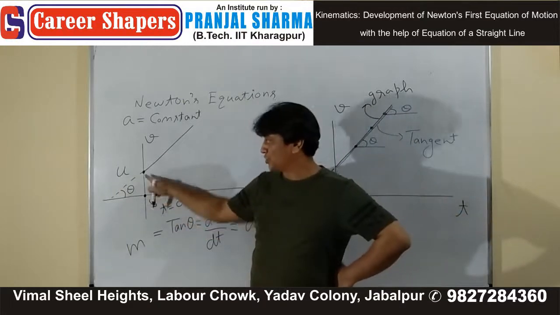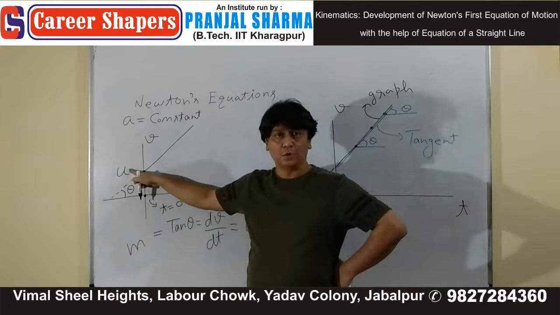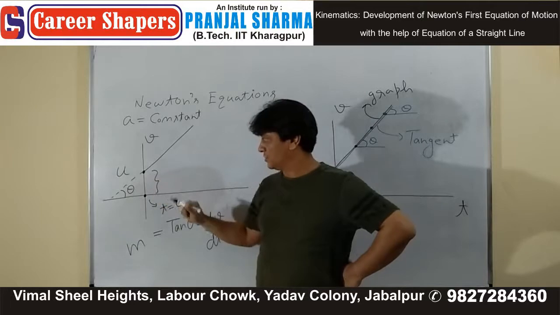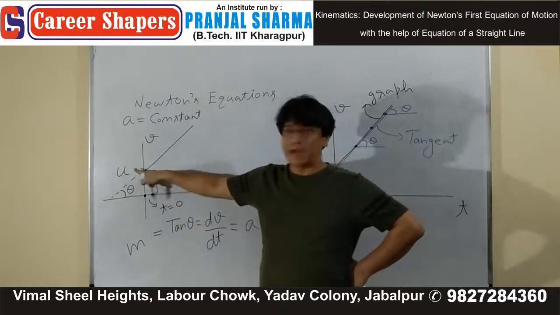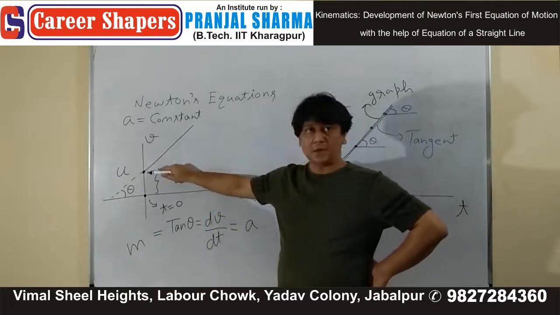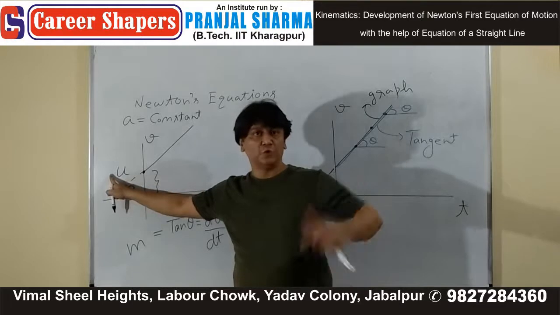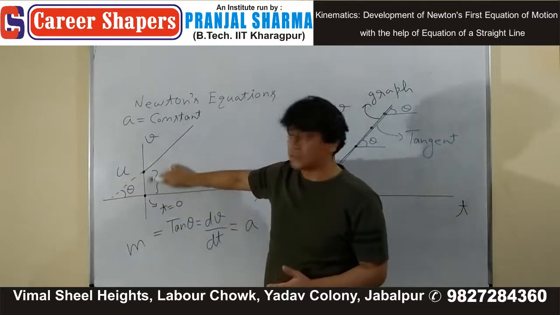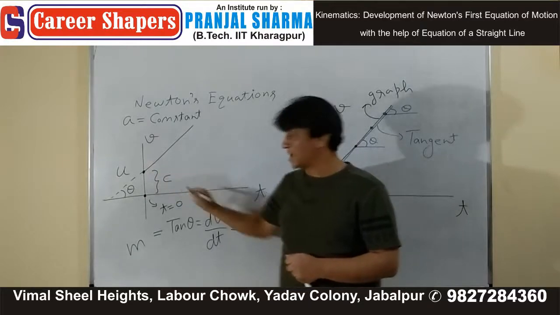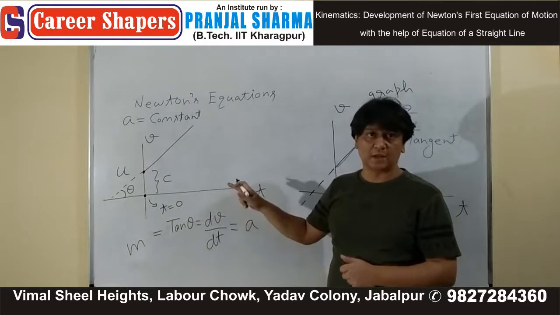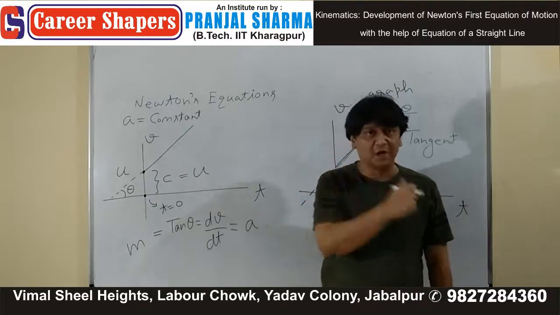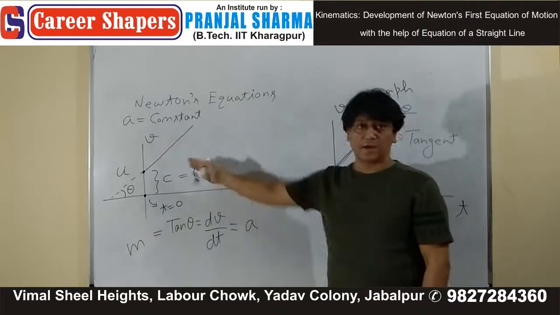So at t equals to 0, what is written here? U. Whatever is written here, it means this much length. Suppose it's written 8 over here, then it means this length is 8. If u is 15, then you will say that this length is 15. But the equation of a line says that this thing has a name, and that name is what? C. So what is C? U.